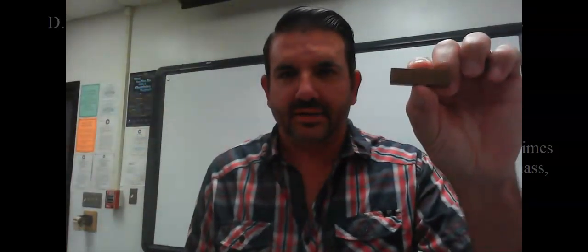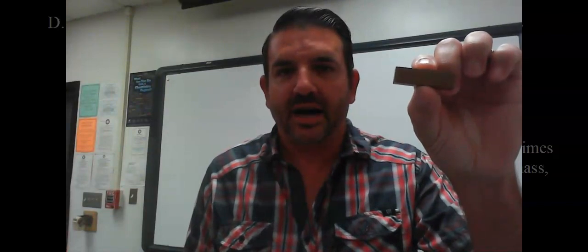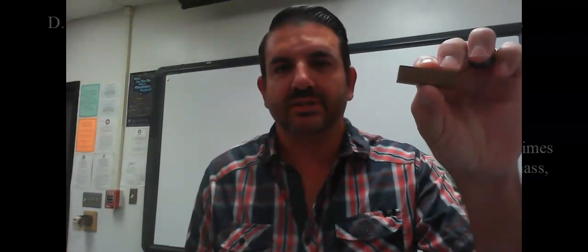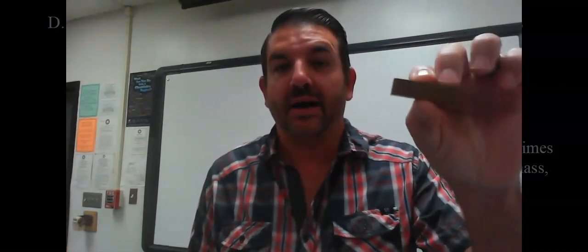Here is a piece of copper. This copper metal contains 6.02 times 10 to the 23rd copper atoms. If I put this on a balance, what would the balance read? Go ahead and pause the video. The balance would read about 63.5 grams.